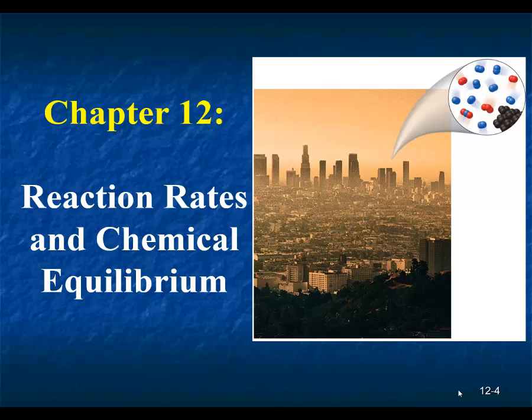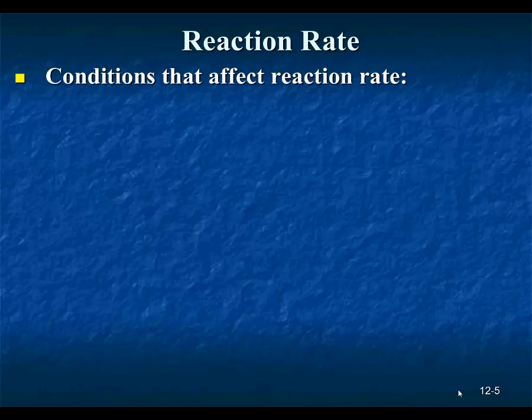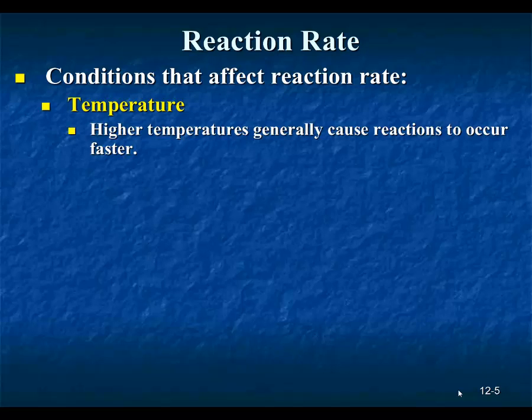Today we're going to be talking about conditions that affect reaction rates and trying to understand chemical reactions in a little greater detail. In our future tutorials after this, we will also look at chemical equilibria. So first of all, let's consider what are the conditions that can affect the rate or the speed of a chemical reaction. First of all, temperature tends to affect how quickly a reaction can occur.